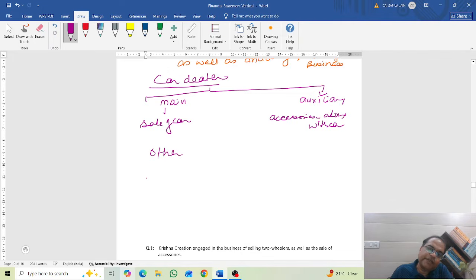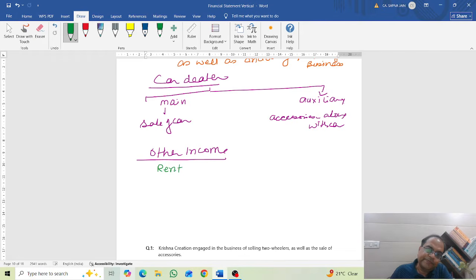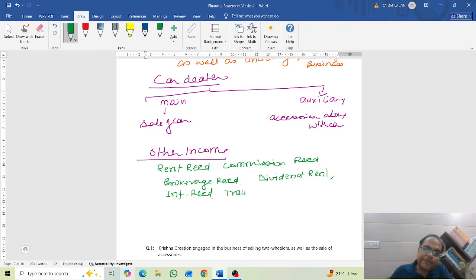So examples of other income or other revenue are rent received, commission received, brokerage received, dividend received, interest received, transfer fee received. All are other income or other revenue.